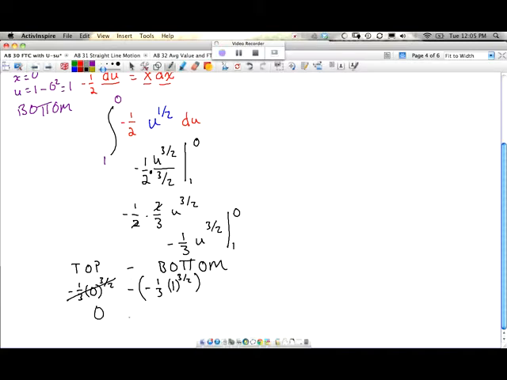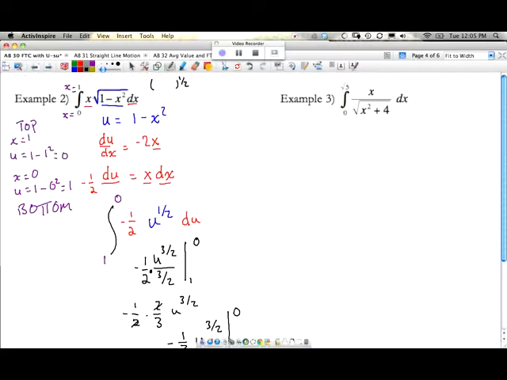So this first term is 0. Then I got minus negative 1/3. That minus negative, we don't like the double signs, it changes to a positive. So it's going to be 1/3. Excellent. Okay, pause the video if you need to take note of that, because I'm moving on to the second one, example 3.